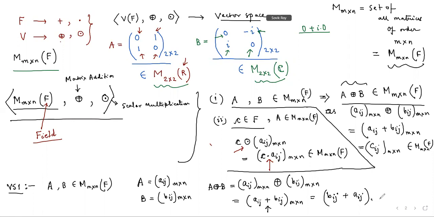So I am able to write this, and then we can again consider this to be Bij M cross N plus Aij M cross N, where again I am using this plus because the matrices are getting separated, and we can write it as B plus A. So we see that matrix addition is actually commutative. The VS1 property is getting satisfied. Let us come to VS2.